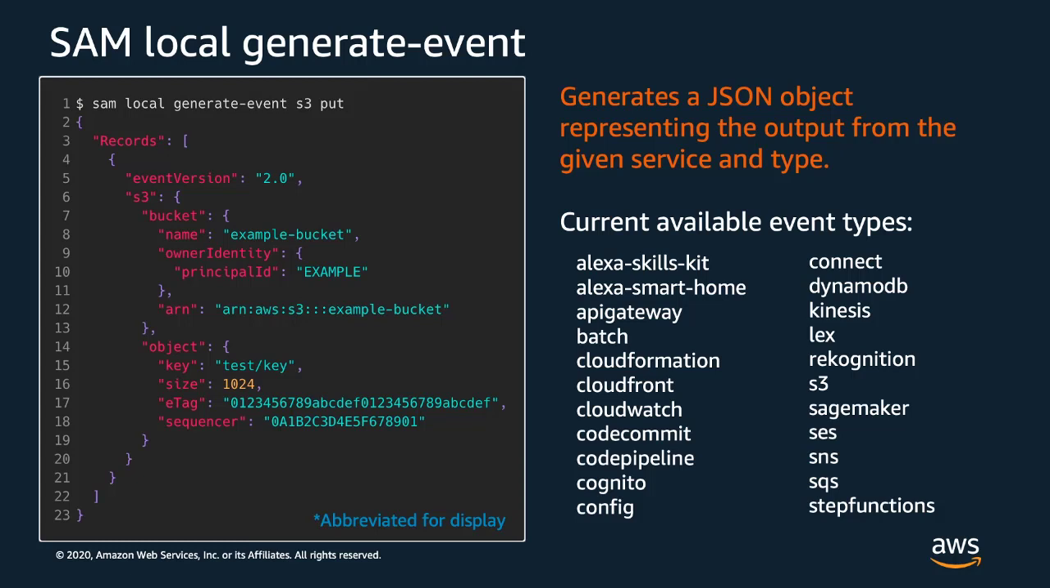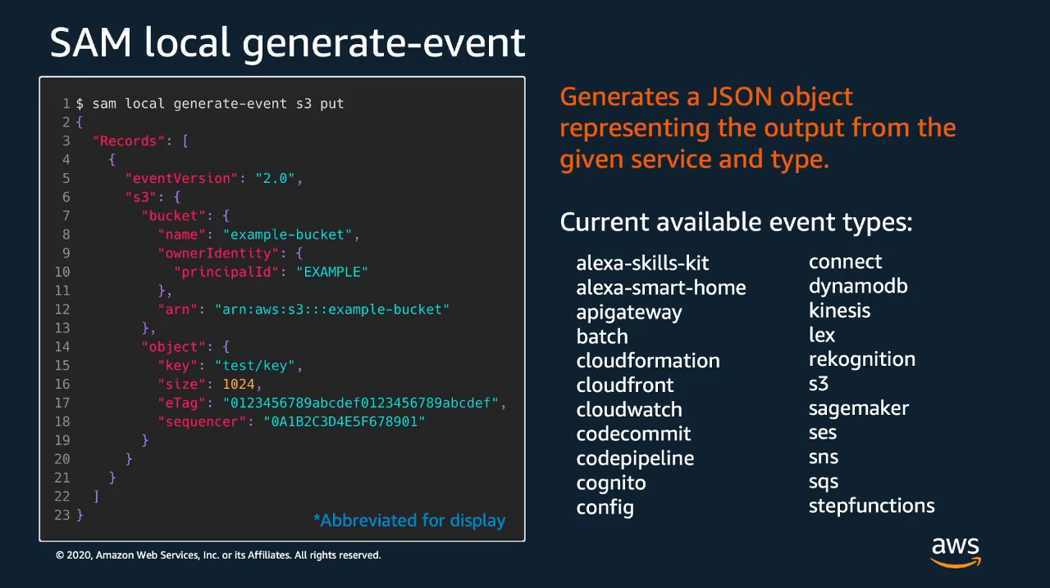When DynamoDB streams trigger a Lambda function, what does that look like? Because they're not always the same, because it's different structures. Well, the quickest way to do that is to do a SAM local generate event. And of course, you can do SAM local generate event help, and it'll tell you exactly what you need to do. But this is an example of SAM local generate event S3 put.